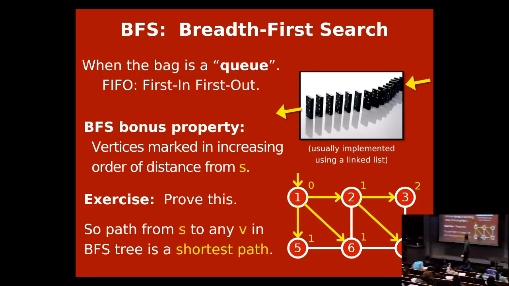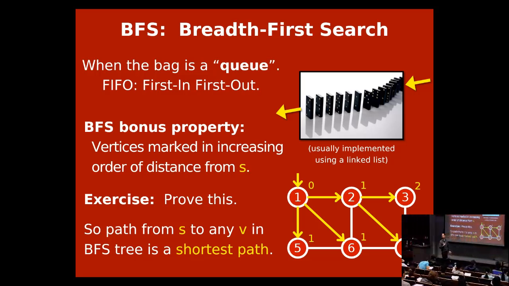So in fact, this spanning tree that you get back from breadth-first search when you run it on an S is called the shortest path tree because it has all the shortest paths from S to other vertices. It doesn't necessarily give you the shortest paths between any two vertices, but just the shortest paths from S.